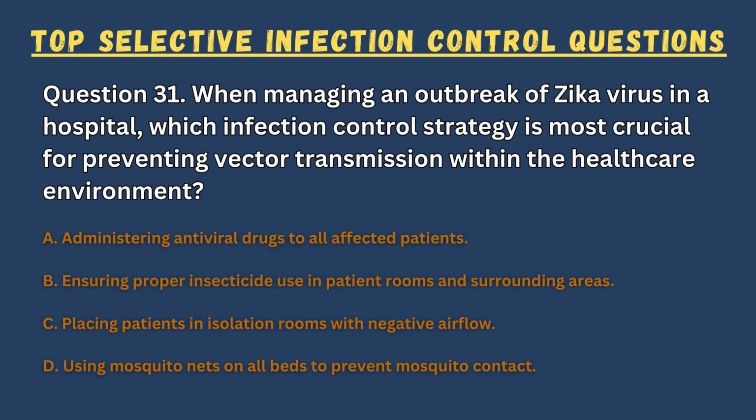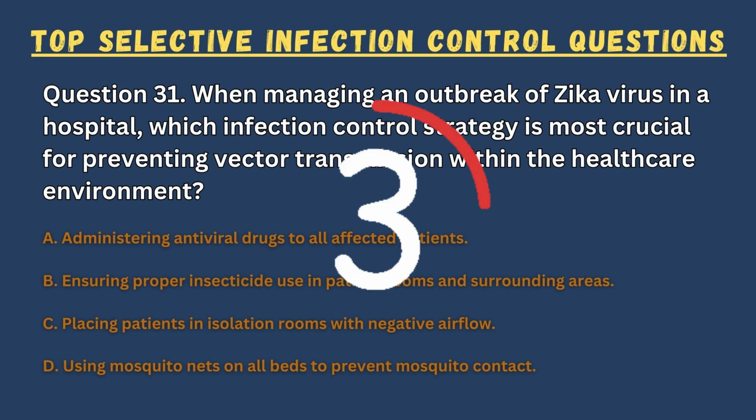Question 31. When managing an outbreak of Zika virus in a hospital, which infection control strategy is most crucial for preventing vector transmission within the healthcare environment? A. Administering antiviral drugs to all affected patients. B. Ensuring proper insecticide use in patient rooms and surrounding areas. C. Placing patients in isolation rooms with negative airflow. D. Using mosquito nets on all beds to prevent mosquito contact.